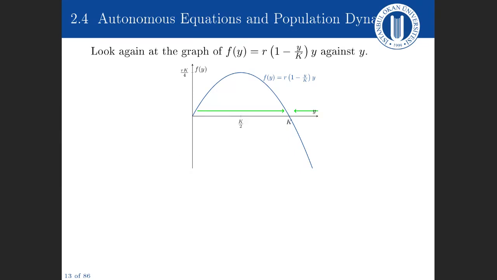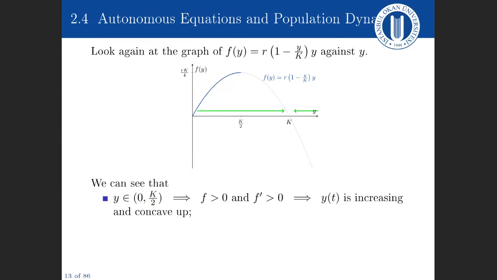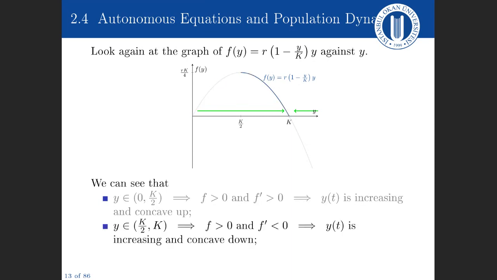Let's look again at this graph. Looking at the first part, between 0 and k over 2. Here, f is a positive function and f is increasing, so f prime is positive. Here, our solution y is increasing and concave up. Second part, between k over 2 and k. Again, the function f is positive here, but now f is decreasing, so f prime is negative. This tells us that our solution y must be increasing and concave down.